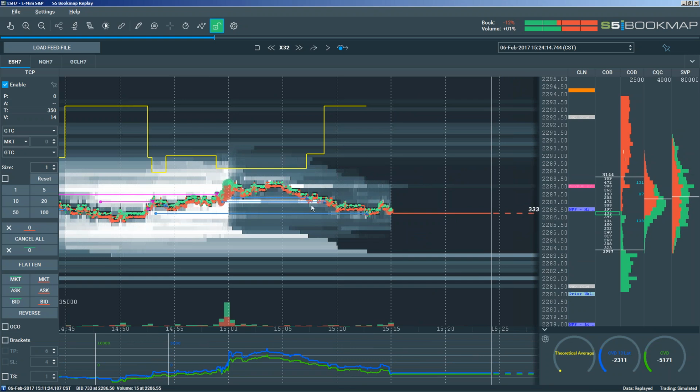It was a little bit more directional, but this should give you an idea, something new and unique to look at as far as how I'm using the heat map coupled with the theoretical average and connected with the volume delta to come up with higher probability setups.